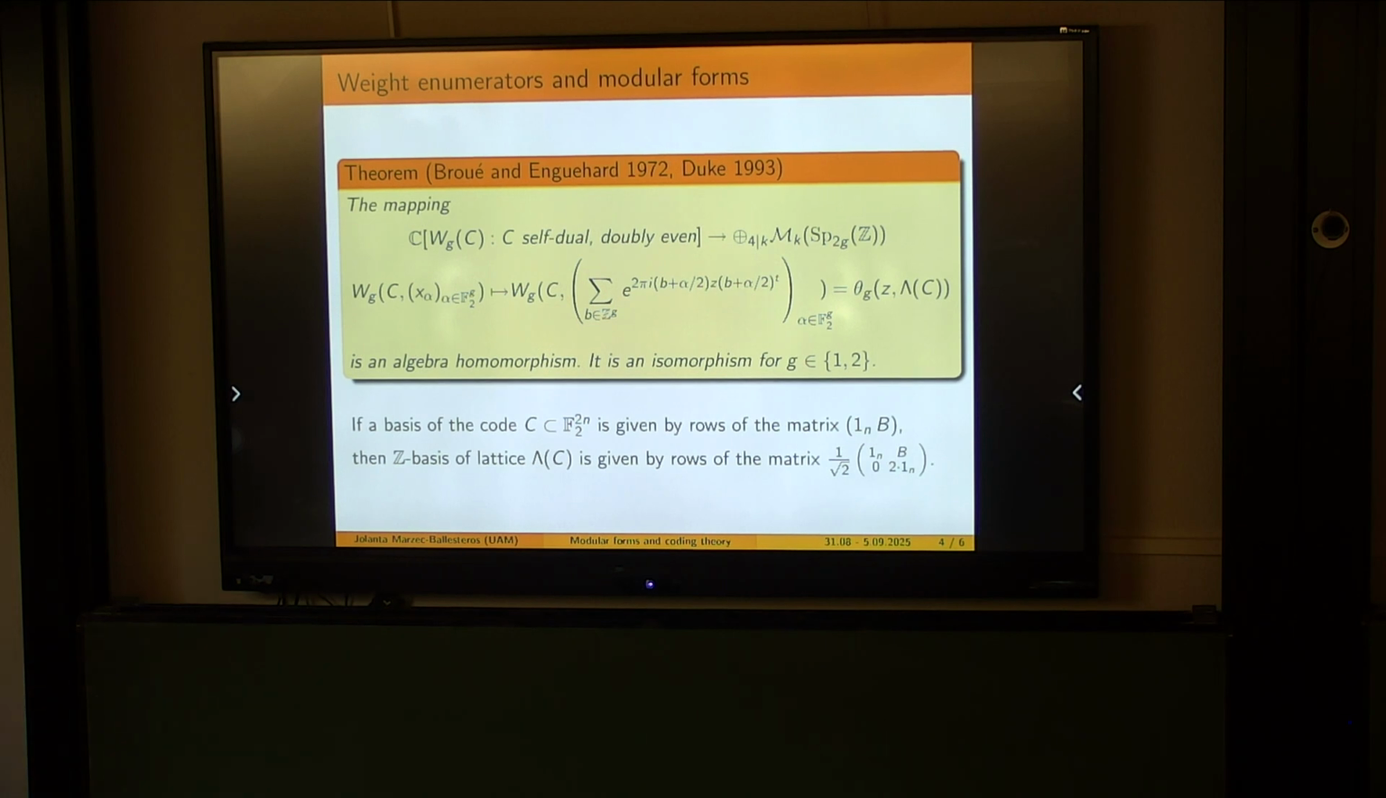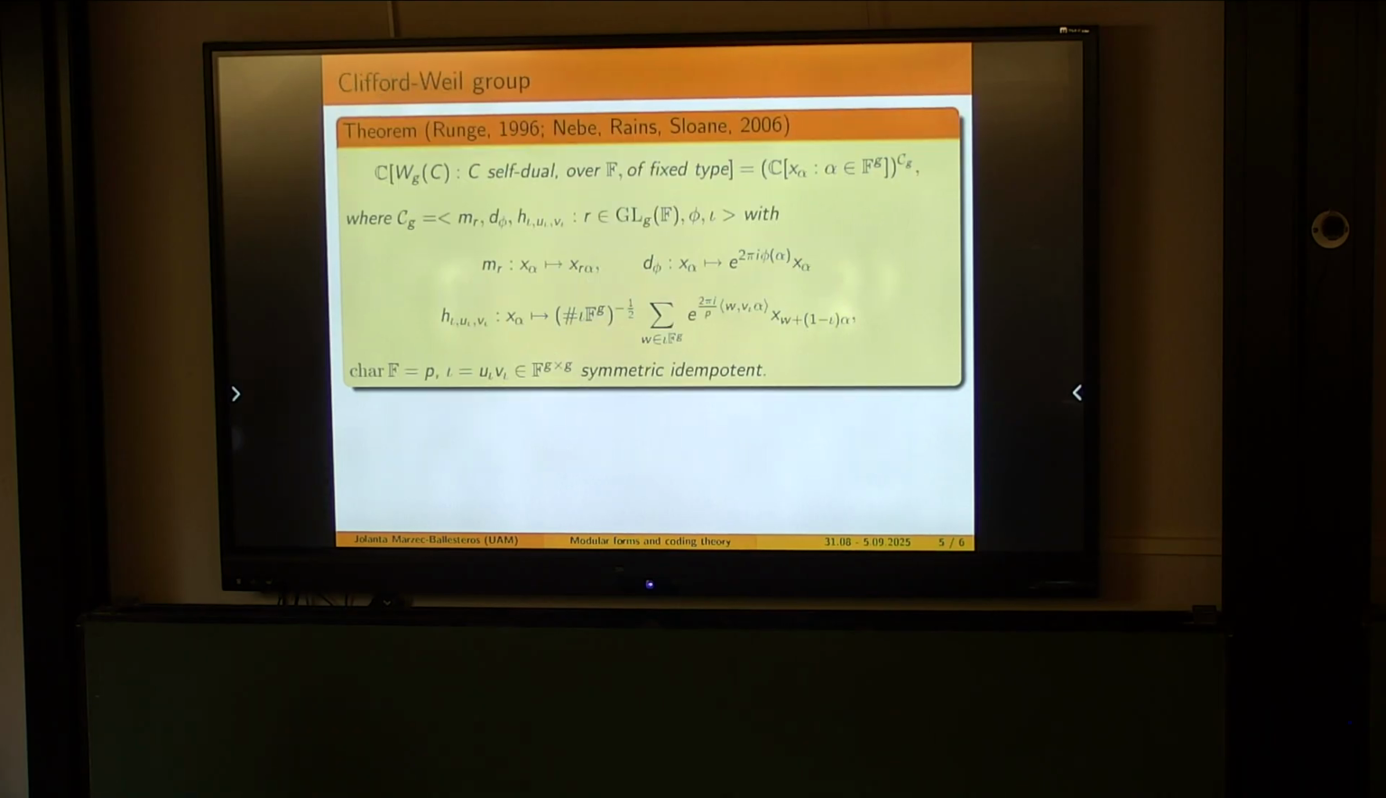But okay, so when we speak of modular forms, we know that these are functions invariant under the action of a certain group. And it happens that there is also a group which acts in an invariant way on the C-algebra of genus g weight enumerators. So this was proven by Runge for binary codes, and then in a much more general setting by Nebe, Rains and Sloane.